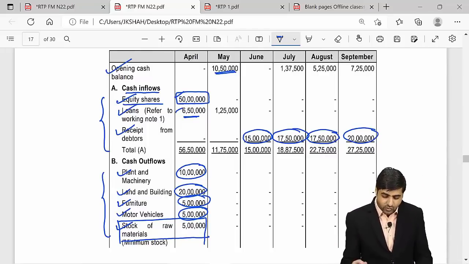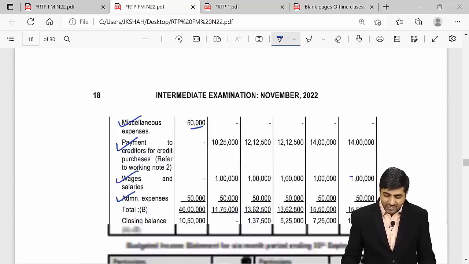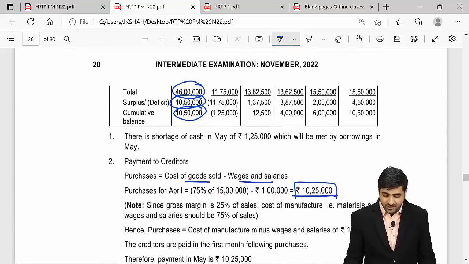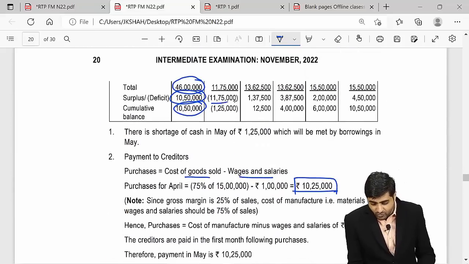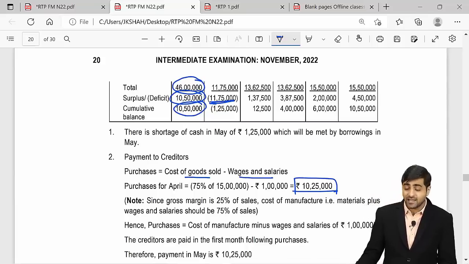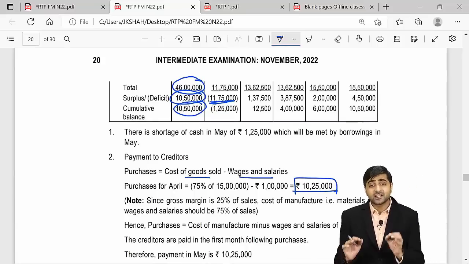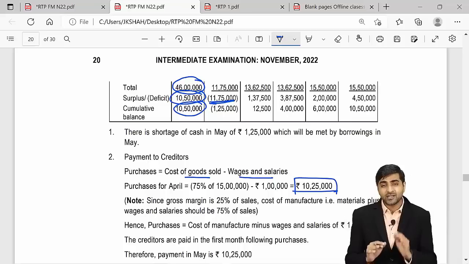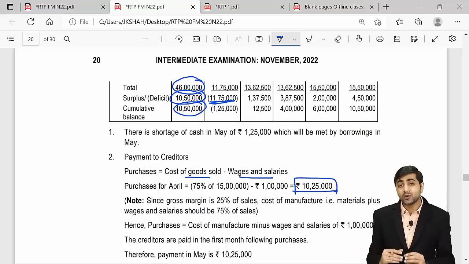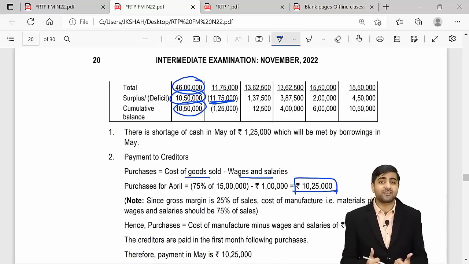And then you will take the total of May, and you will realize that in the month of May there is a deficit which is coming, and the deficit is amounting to 11 lakh. Your cumulative deficit is coming as 11 lakh 75,000. So basically what will happen is that when you take opening balance, add receipts less payments, you will get a negative balance of 1 lakh 25,000.